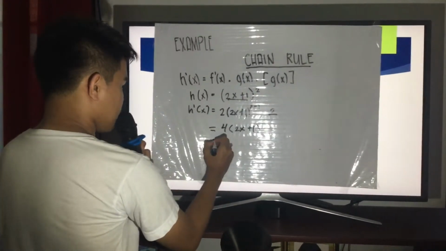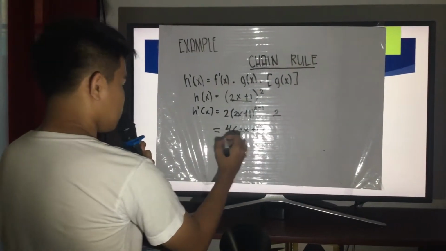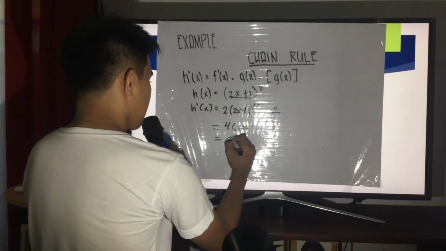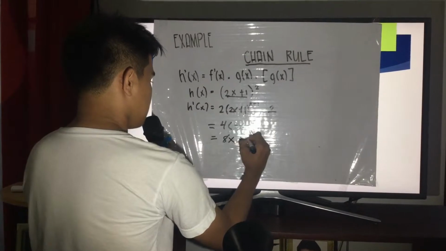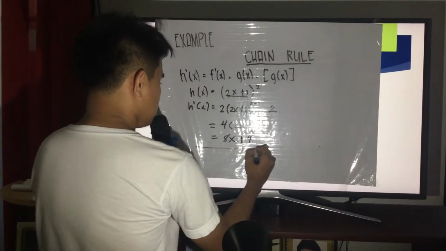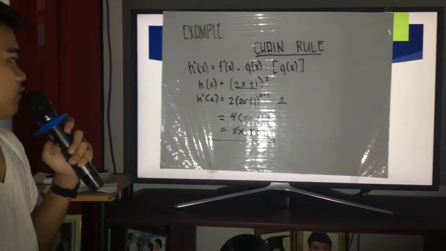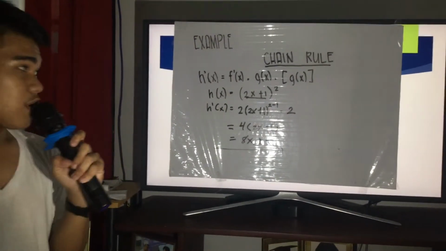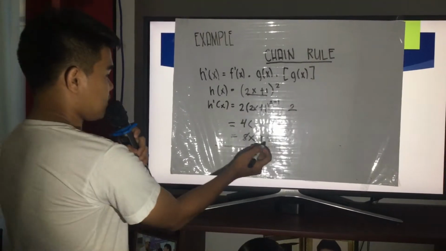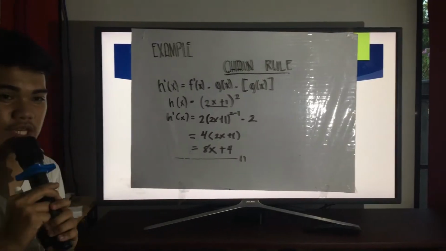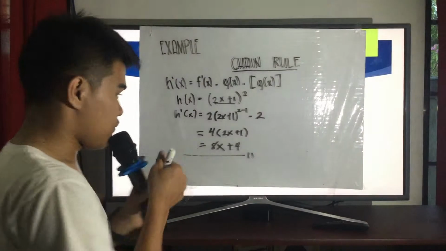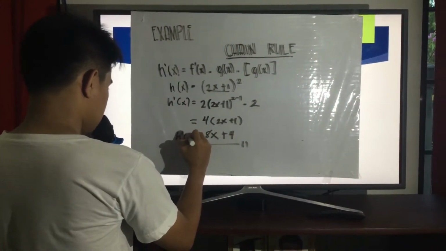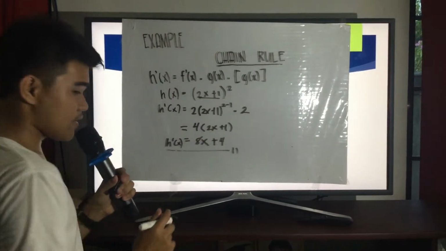Then distribute, use the FOIL method. Then our answer would be 8x plus 4. So therefore, the derivative of the given h of x equals the quantity of 2x plus 1 squared is 8x plus 4. So for the final answer, we have h prime of x is equal to 8x plus 4.